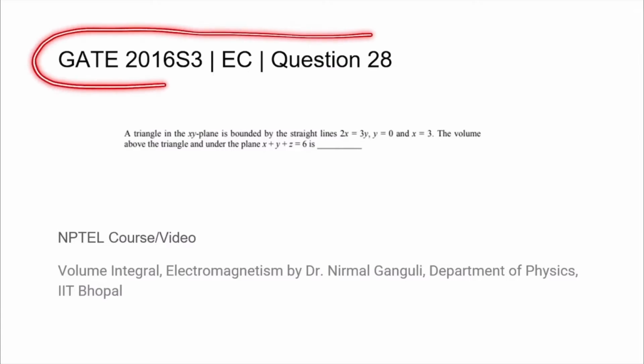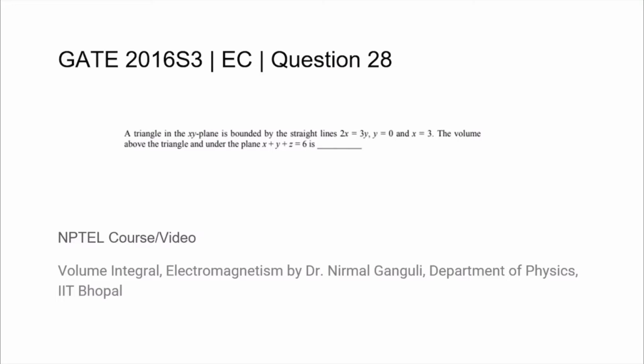This is question 28 from the GATE 2016 session 3 EC paper, where we are given two surfaces, that is a subset of the XY plane and another plane. We are asked to find the volume of the common region between them.